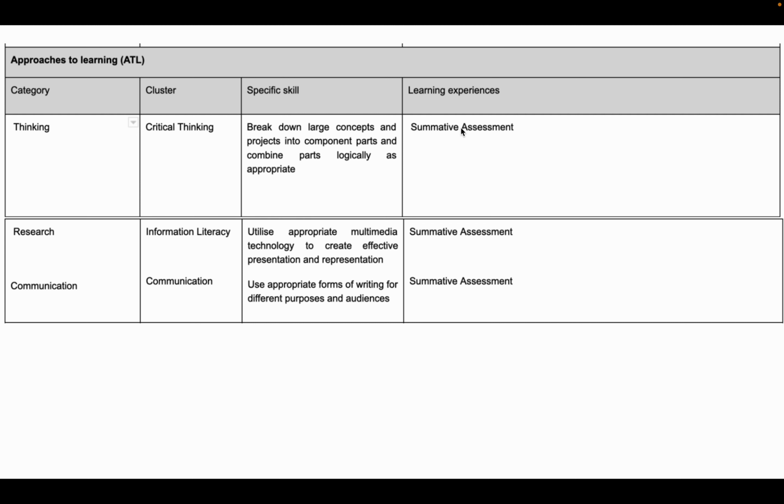For the learning experiences, for the sake of time, I wrote that they would be practiced in the summative assessment, but you could also use different formative assessments, and I would use different formative assessments that help the students practice these skills before they do the summative assessment so that they have a point of reference.